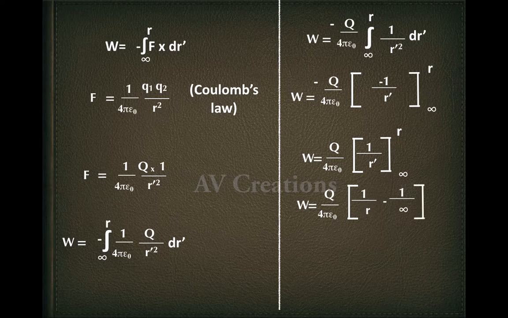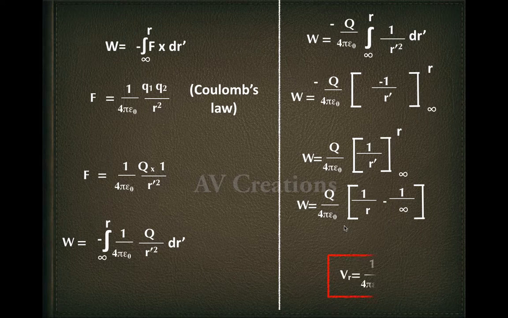So W is equal to Q upon 4 pi epsilon 0 into 1 by R, instead of R dash we are giving R, minus 1 by infinity, instead of R dash we are giving infinity. That is upper limit minus lower limit. What is the value of 1 by infinity? 1 by infinity is 0.